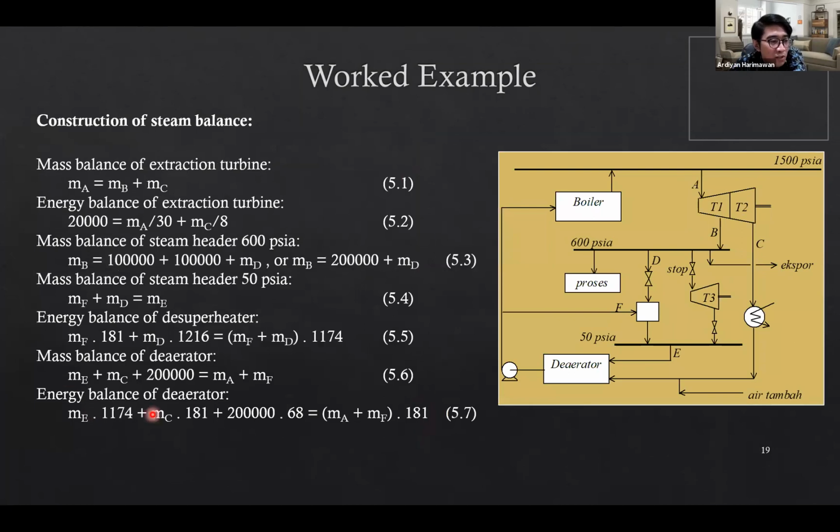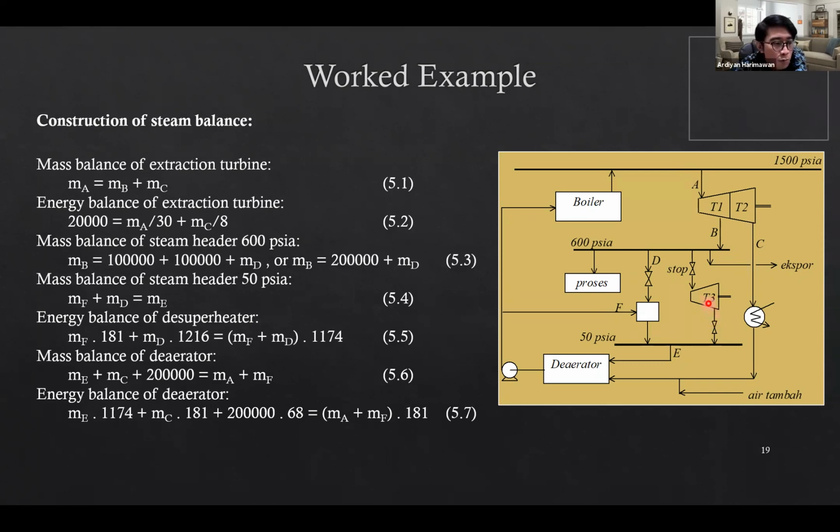Okay, now we go back to the construction of the steam balance. Basically you just write all the equipment. The equipment will be the beginning point of the balance calculation. Like for this one, you can construct the mass balance, and then you can construct the energy balance. At the steam header, you can construct the mass balance. And then at the T3 and the superheater, you can construct the mass balance and also the energy balance.